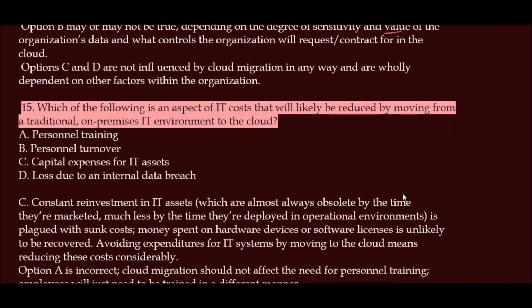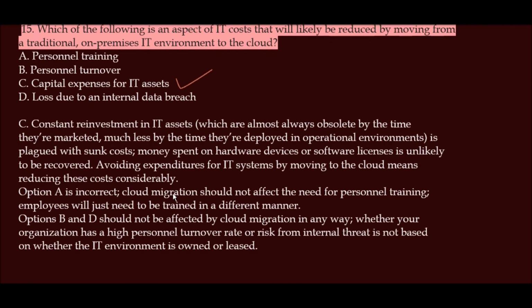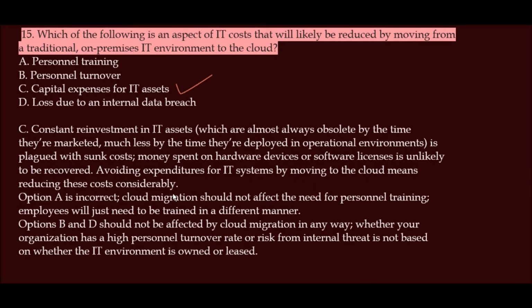Okay. Next question. Which of the following is an aspect of IT cost that will likely be reduced by moving from a traditional on-premises IT environment to the cloud? Here, the correct answer is option C, capital expenses for IT assets. Okay. Why is option C correct? Because of constant reinvestment in IT assets, which are almost always obsolete by the time they are marketed, much less by the time they are deployed in operational environments. Okay, it is plagued with sunk costs. Money spent on hardware devices or software licenses is unlikely to be recovered. Avoiding expenditures for IT systems by moving to the cloud means reducing these costs considerably.